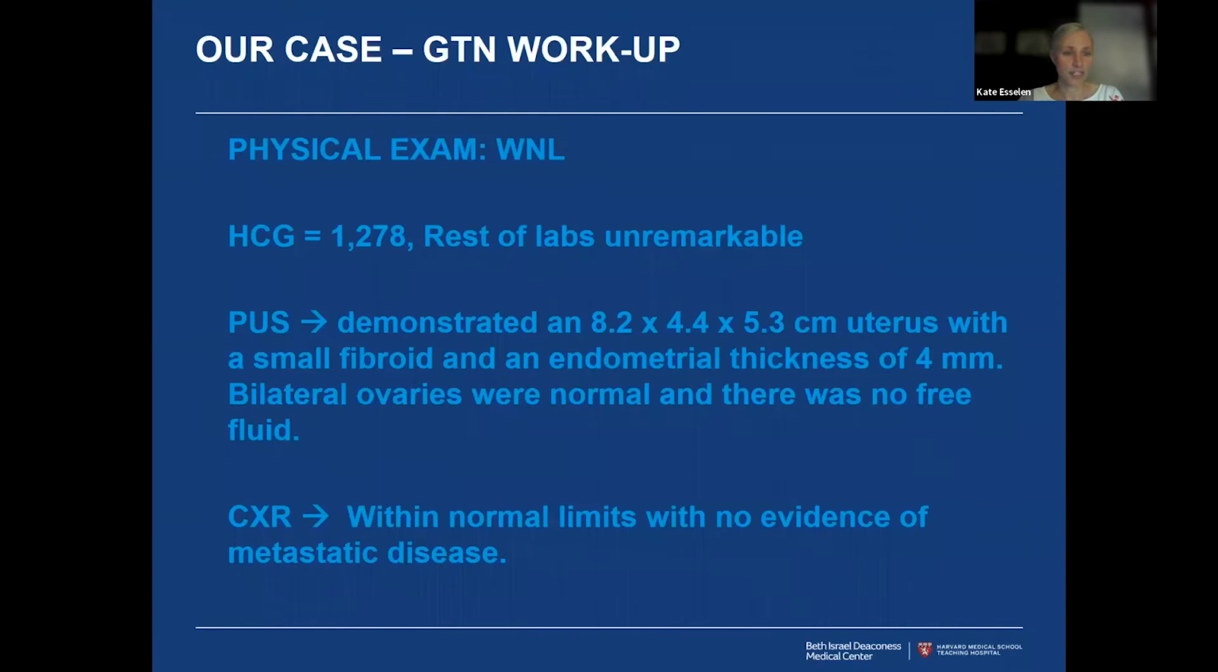Her HCG, as mentioned, had risen to almost 1,300. The rest of her lab studies were completely unremarkable. We did repeat her pelvic ultrasound, and it was also pretty unremarkable: normal size uterus, endometrial thickness of 4 millimeters. Ovaries were normal without cysts, and there was no free fluid. Her chest x-ray was also completely normal.